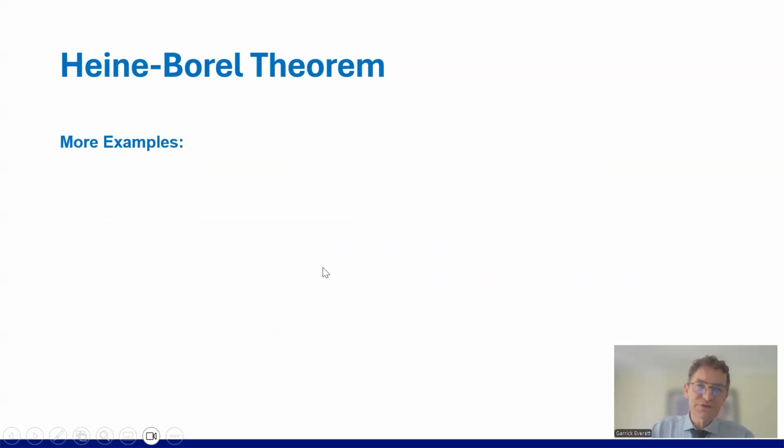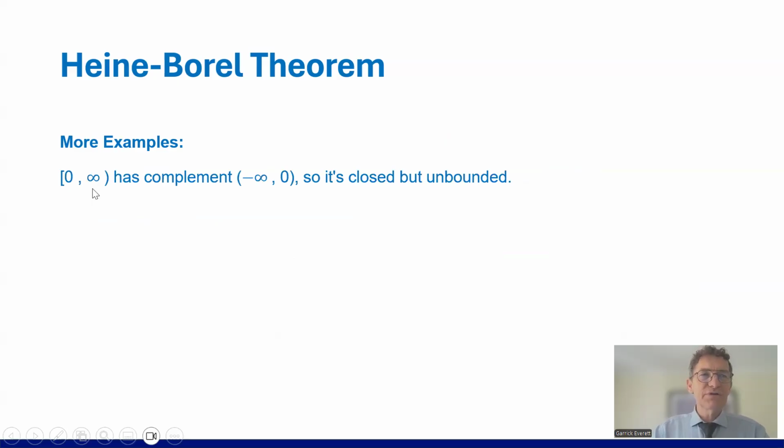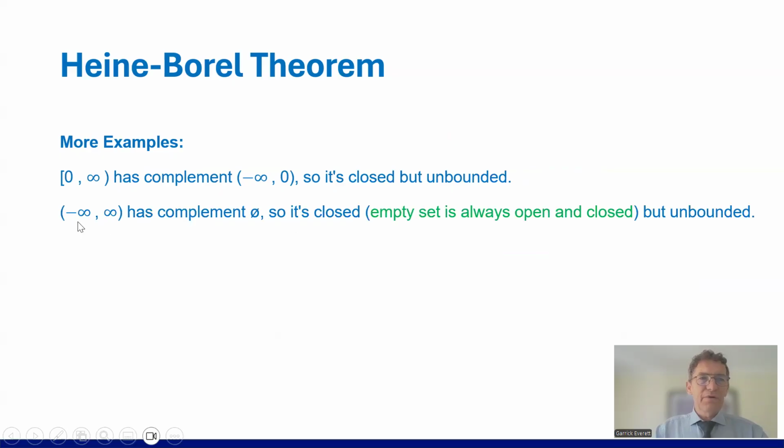More examples. These are just really boom, boom, boom. Let's go. [0, infinity), so we're including 0, not including infinity, has as its complement (minus infinity, 0), so it's closed but unbounded. Minus infinity to infinity has a complement of the empty set, so it's closed. The empty set is always open and closed, but it's unbounded.